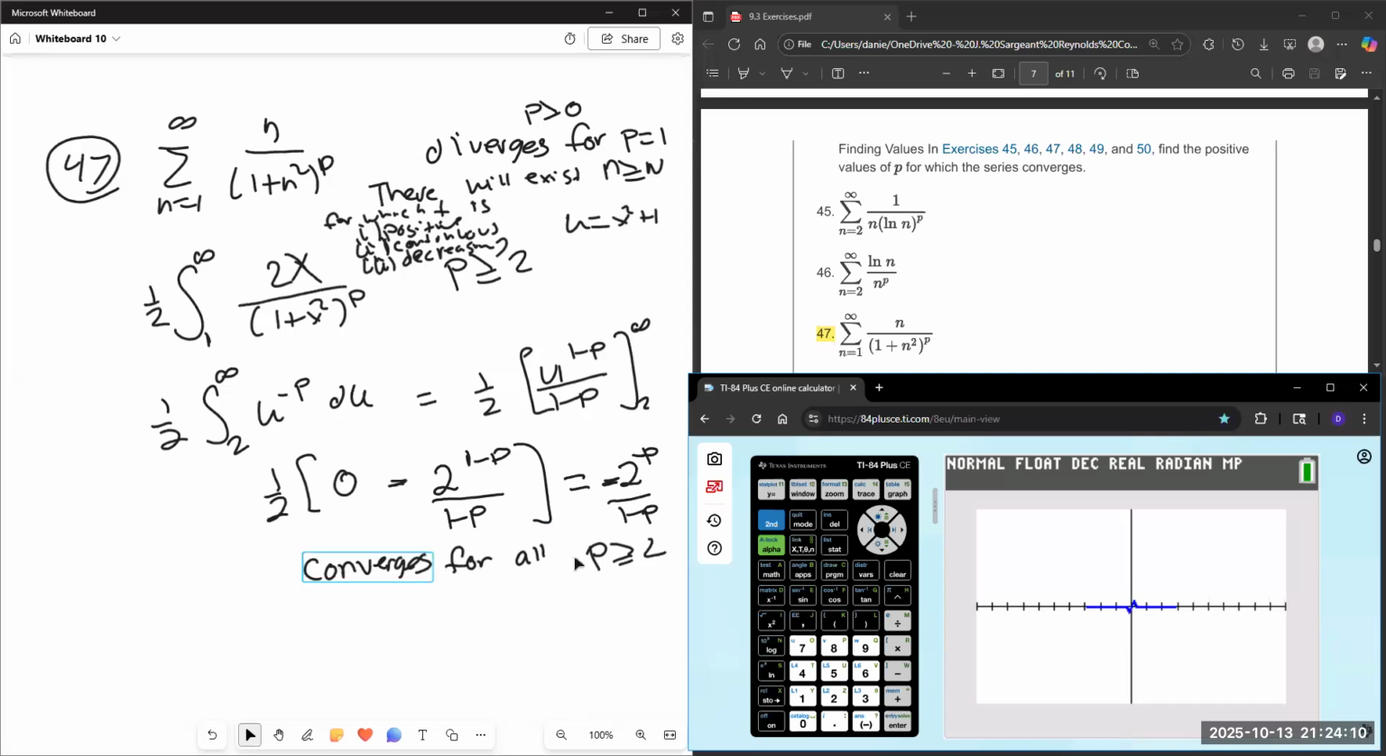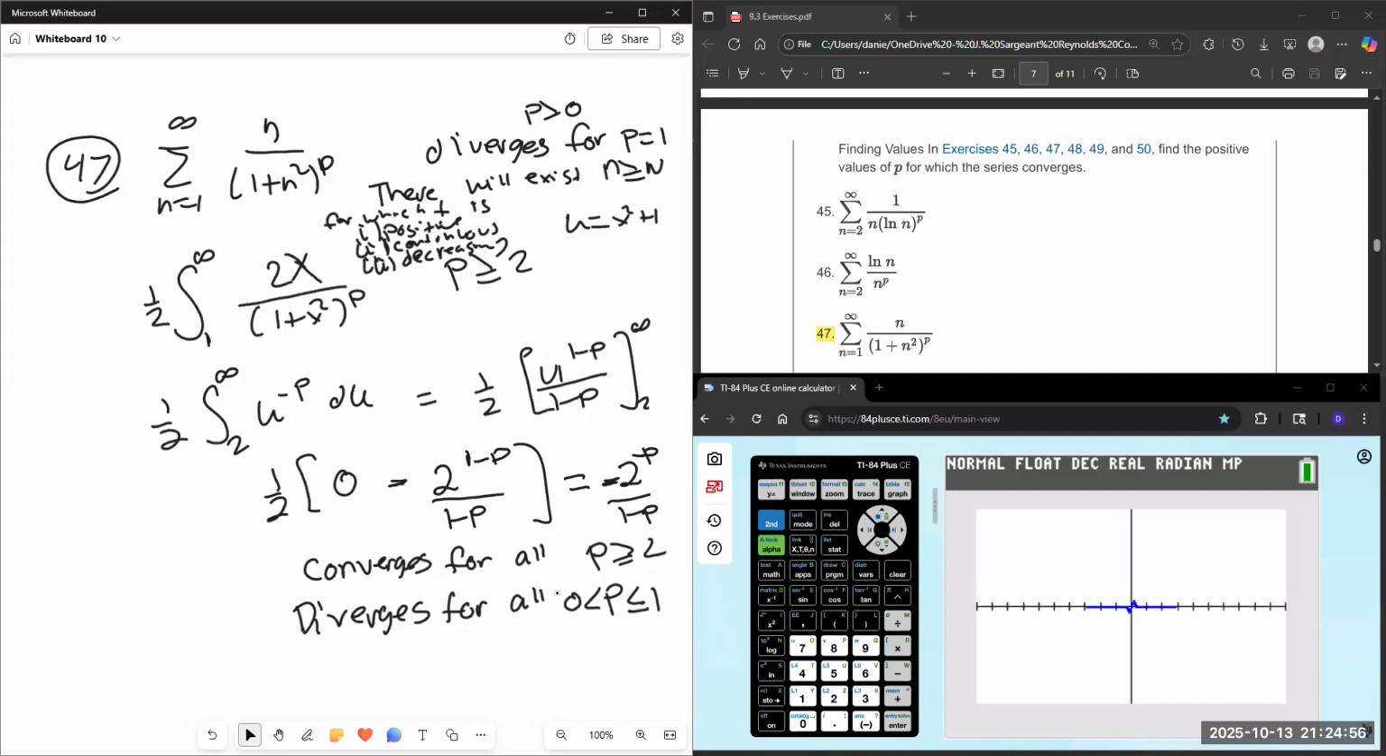So because of that, I can say that the p-series idea here for this problem is going to be that it will converge for all p greater than or equal to 2 for number 47. And it will diverge for all p that are greater than 0 and less than or equal to 1.